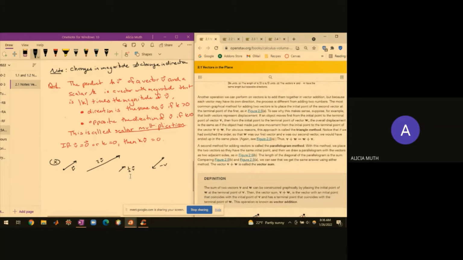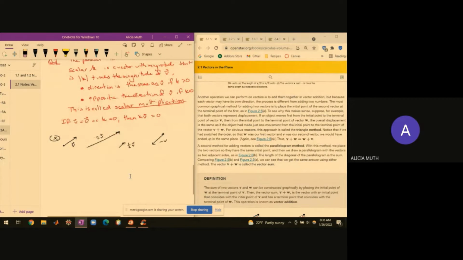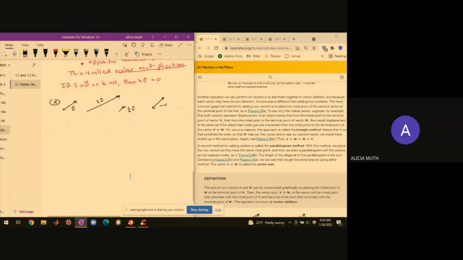To see why this makes sense, suppose, for example, that both vectors represent displacement. If an object moves first from the initial point to the terminal point of vector v, and then from the initial point to the terminal point of vector w, the overall displacement is the same as if the object just moved from one initial point to the terminal point of the vector v plus w. So we call this approach the triangle method.